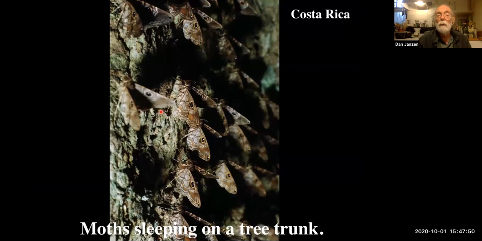Here's another example. This is a tree trunk. And these moths sleep here in the daytime. And I walk up and I take my photograph and they all are startled by the flash. So they all disperse, they all fly off in all directions. I go on down the trail and come back 10 minutes later and they're all right back in the same place. And you notice that they're not only on the same tree trunk, but they're all clustered together.